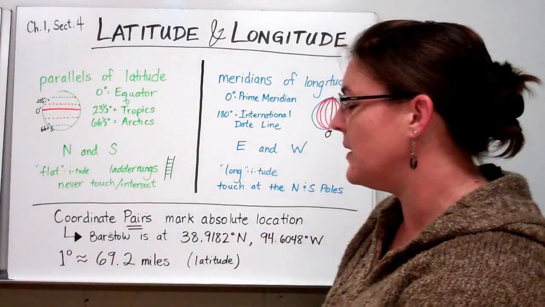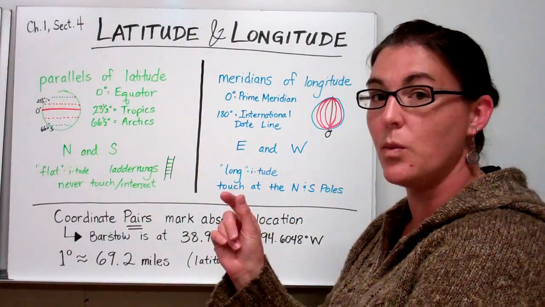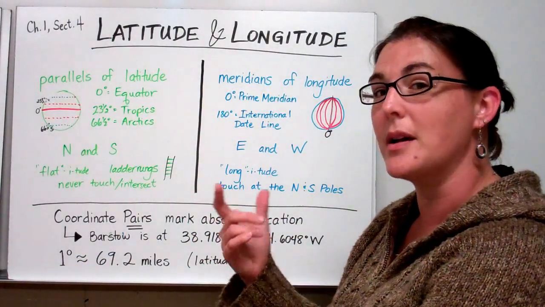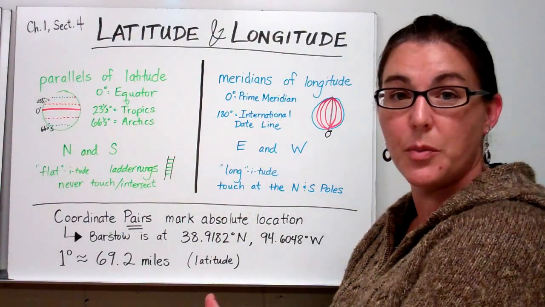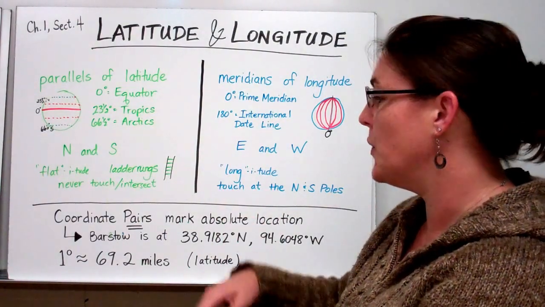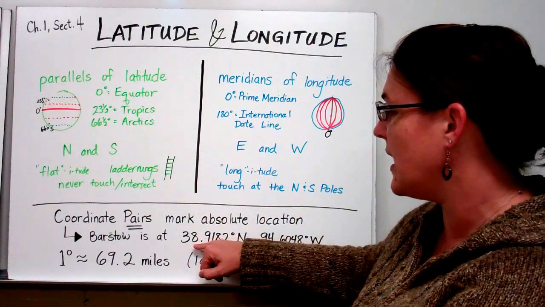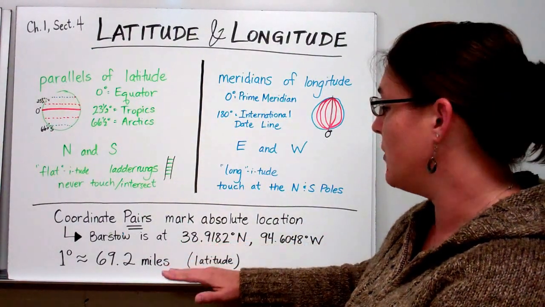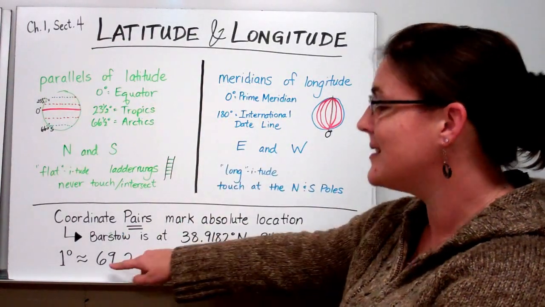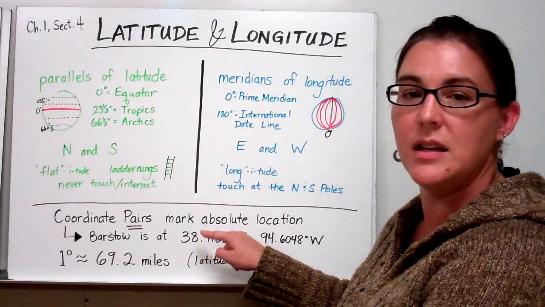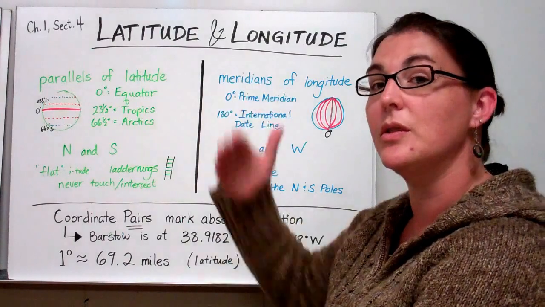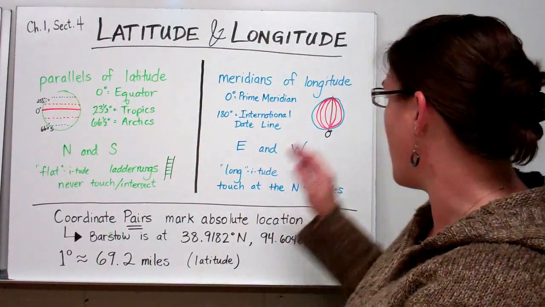Another interesting tidbit of information is that the distance between 1 degree of latitude is approximately 69.2 miles, or approximately 70 miles. So if you were going from 0 degrees at the equator to 38 degrees north, you're traveling approximately 70 miles times 38 degrees. And you could find that distance with that math equation.